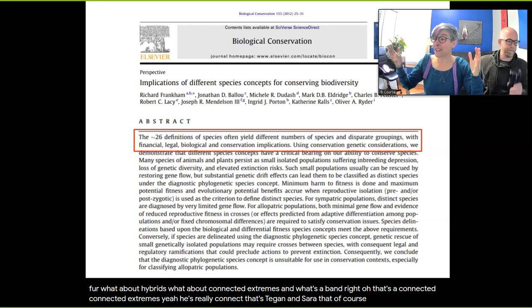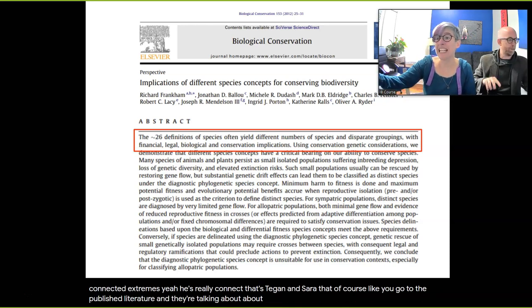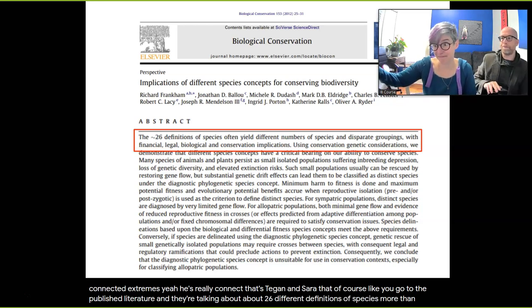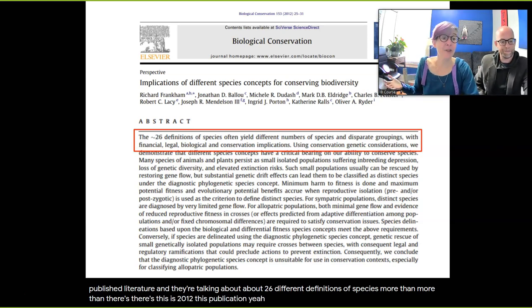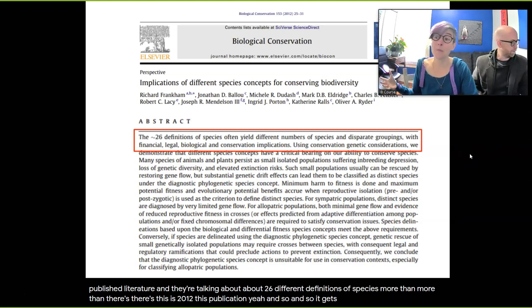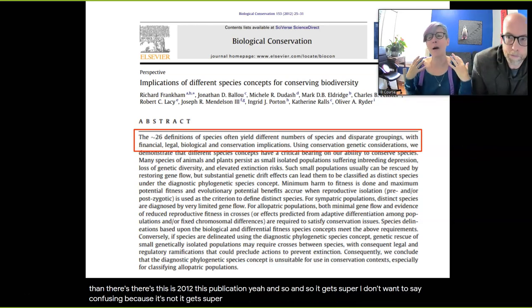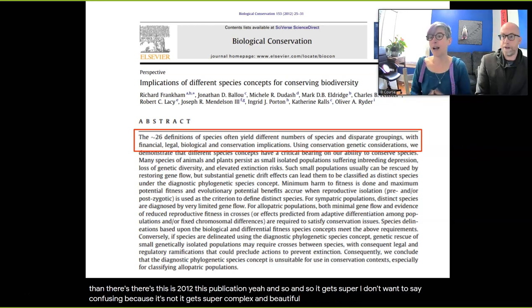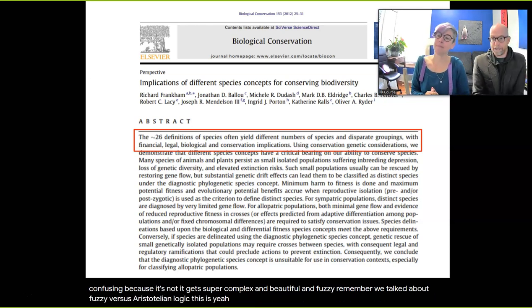And then of course you go to the published literature, and they're talking about 26 different definitions of species. More than that, actually. This publication is from 2012. It gets super complex and beautiful. And fuzzy. Remember we talked about fuzzy versus Aristotelian logic? This is fuzzy. And that's okay.